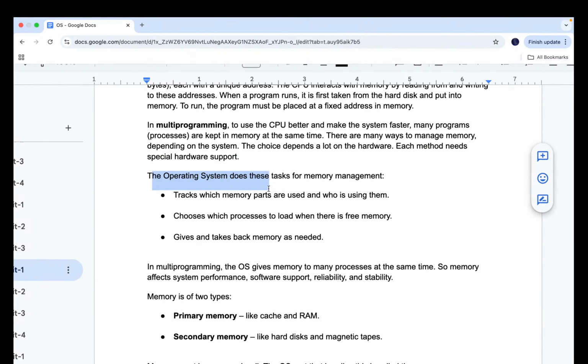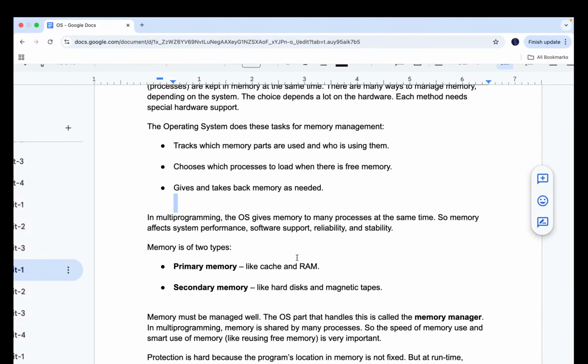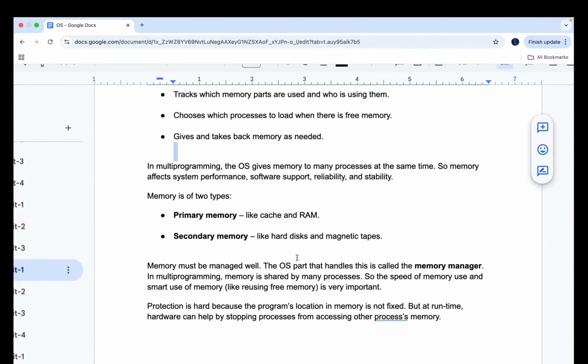The operating system does these tasks for memory management. It tracks which memory parts are used and who is using them. It chooses between processes to load when there is free memory. It gives and takes back memory as needed. In multiprogramming, the OS gives memory to many processes at the same time, so memory affects system performance, software support, reliability and stability.